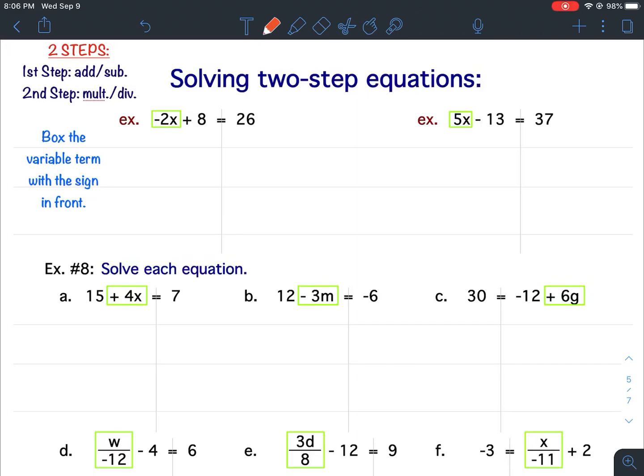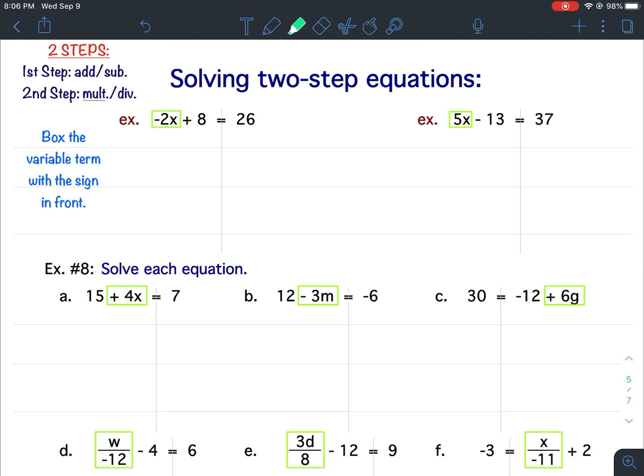Solving equations, lesson C notes. We're now going to move on to solving two-step equations. And the problems that we're going to work with will have the two steps of first, addition and subtraction, and second, multiplication and division. So first we're going to add or subtract, and then we will multiply or divide.